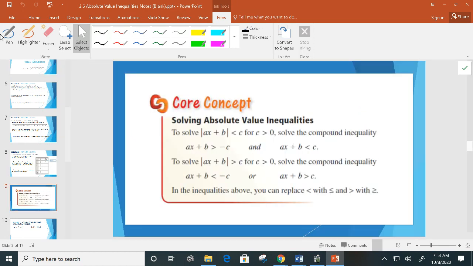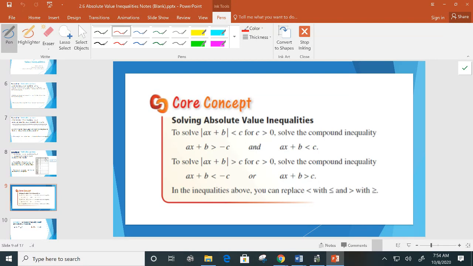So our core concept here: when we solved absolute value equations, you would have remembered that we had two cases. Remember, we had case 1 and case 2. That same concept is going to follow when we're solving absolute value inequalities. There's going to be two different types, because when we had those compound inequalities that we just saw in the last section, remember that we had and compound inequalities and or compound inequalities. That's going to hold true when we're dealing with these absolute value inequalities.